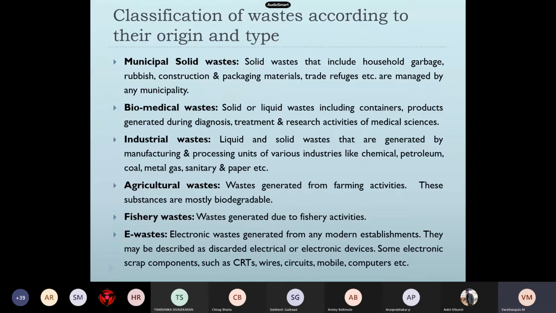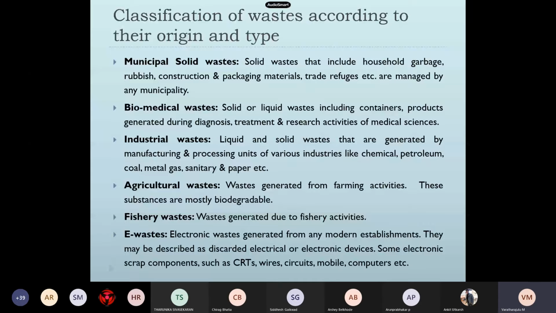The industrial waste, the liquid or solid waste generated by manufacturing and processing units of various industries, whether it might be chemical or petroleum or coal, metal, gas, sanitary, and paper, etc. The agricultural waste, the waste generated from farming activities. These substances are mostly biodegradable, and therefore they don't have any harmful effect over the environment. When it is biodegradable, no issues.